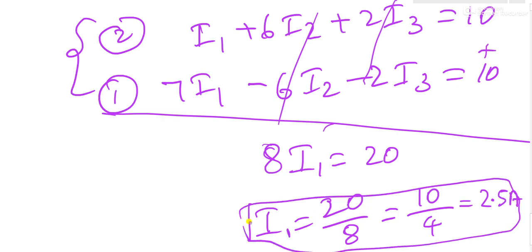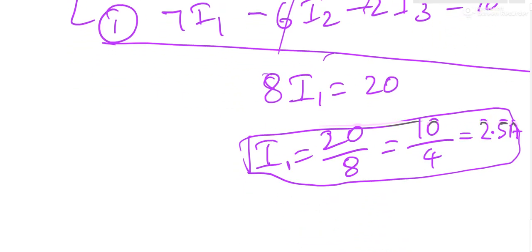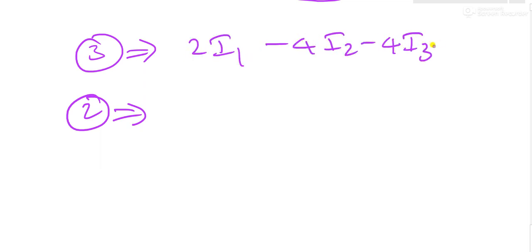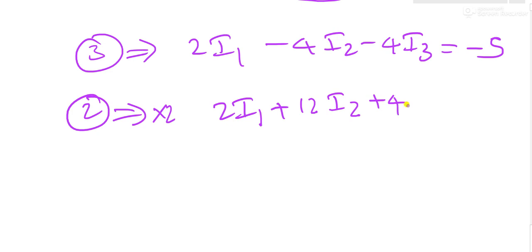Now I am going to find what I2 is, the current I2. Again I take two equations, equation number 3 and equation number 2. Equation 2 multiplied by 2 gives 2I1 plus 12I2 plus 4I3 is equal to 20. Equation 3 is 2I1 minus 4I2 minus 4I3 is equal to minus 5.